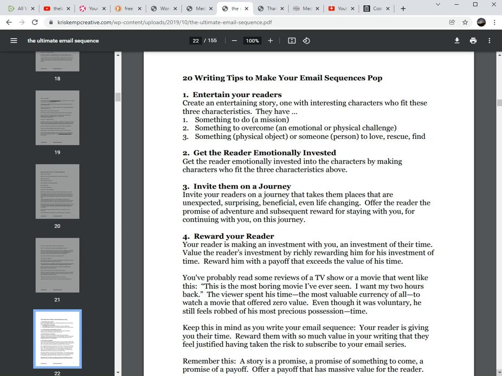So keep this in mind when you're writing your email sequence. Your reader is giving you their time. You want to reward them with so much value in your writing that they feel justified having taken the risk to subscribe to your email service, and more so reading your emails.